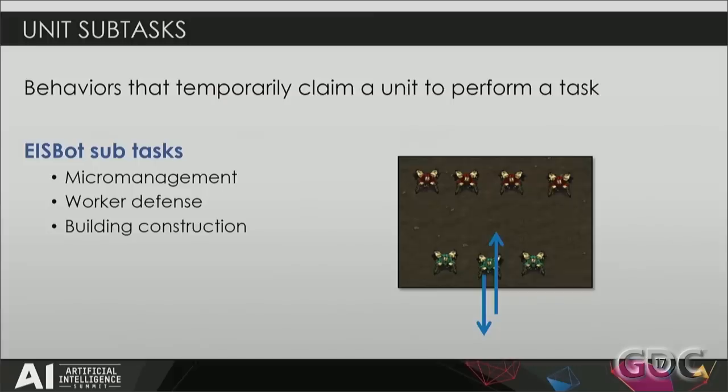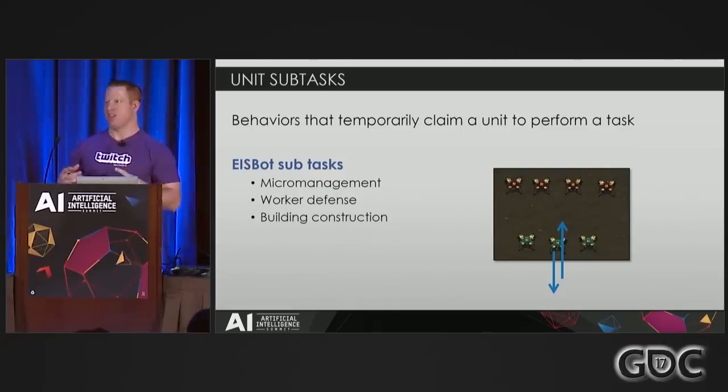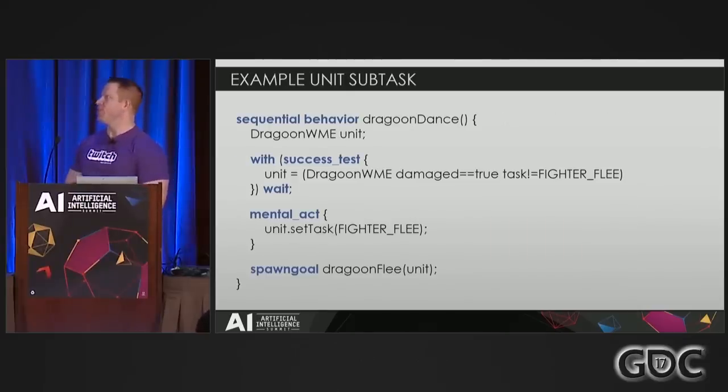One is for micromanagement tasks. So you group units into squads, but then you want to be able to do tactical behavior where you have units dance around and then return to action. I already mentioned this worker defense case. And then another example is construction. So you actually claim a unit, you go produce a building, and then you return it to the income manager. So this is an authoring pattern I used whenever you have overlapping between managers that have to share units. So here's an example of what this looks like with ABL code.